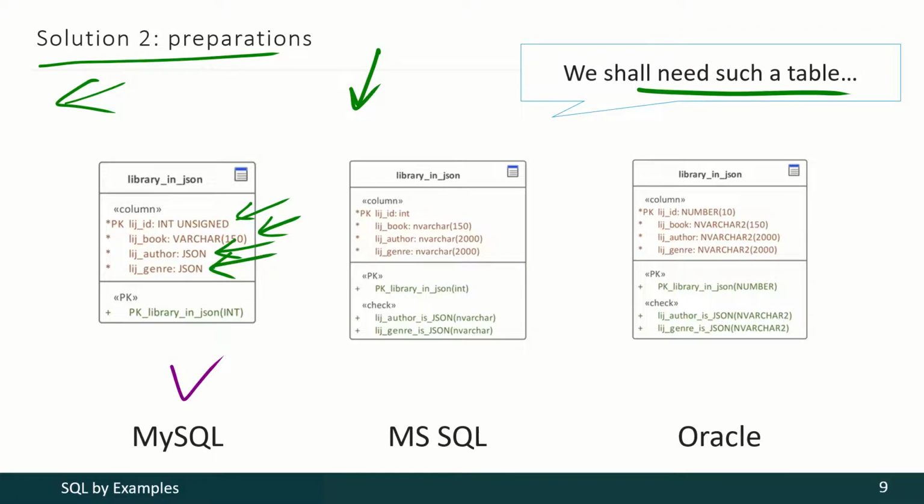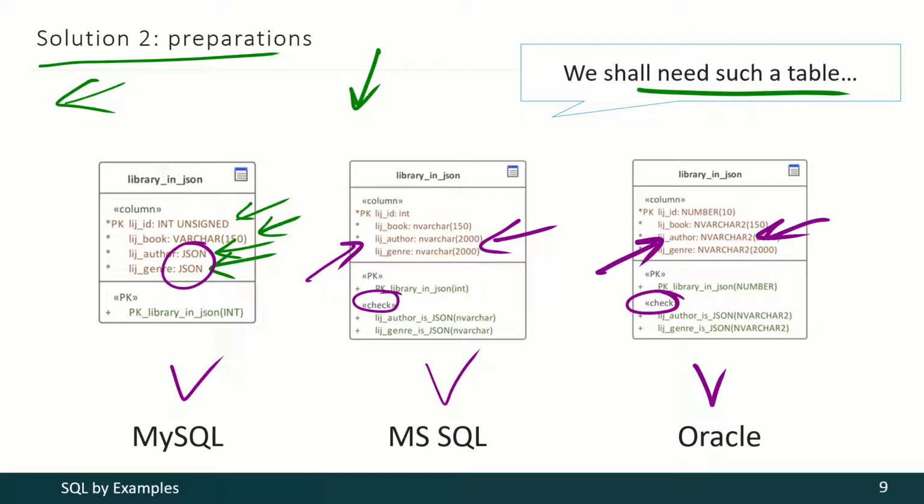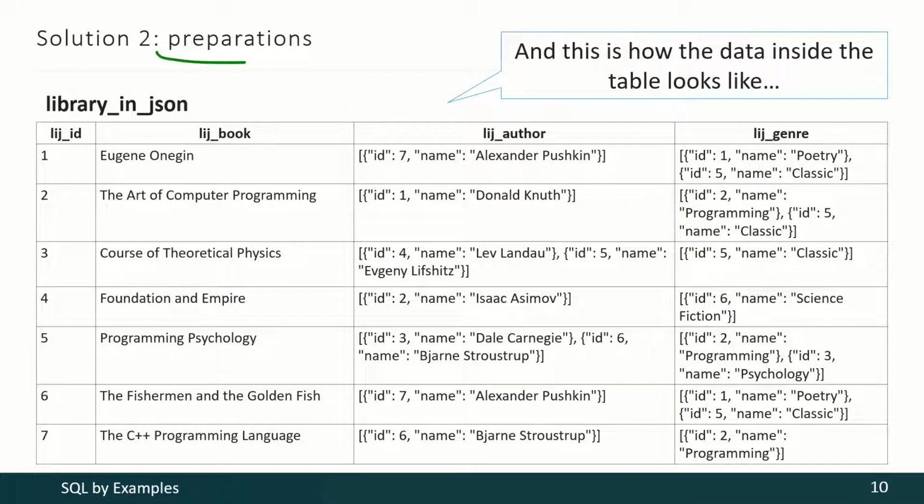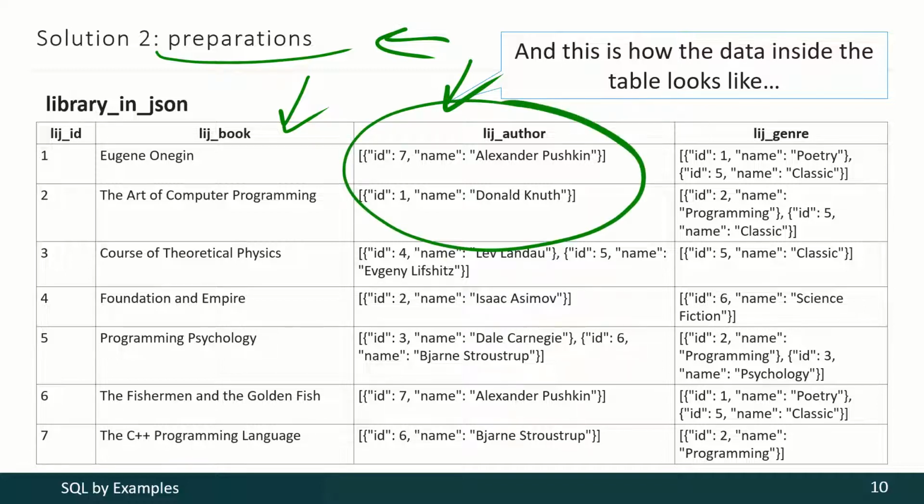Also, please pay attention that in MySQL we may use special JSON data type, but in Microsoft SQL Server and Oracle we have to use strings here, and then we have to use check constraints in both DBMSs to enforce JSON format on those strings. Finally, we may use data from the solution 1 to compose such a data set. Here we see our books titles, then information about authors, and then information about genres, IDs, names, IDs, names.